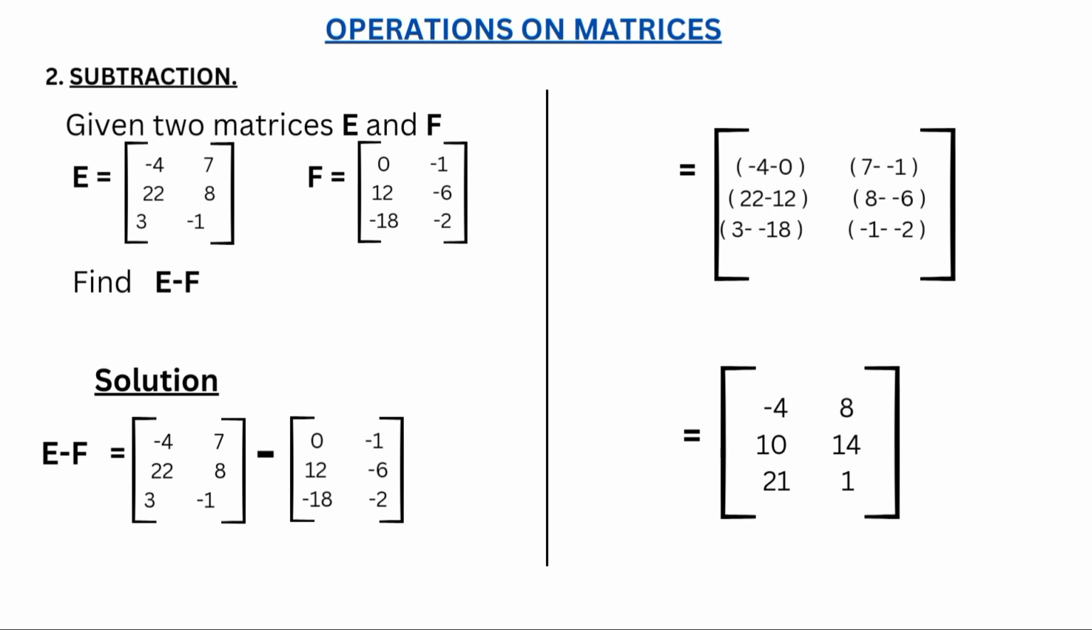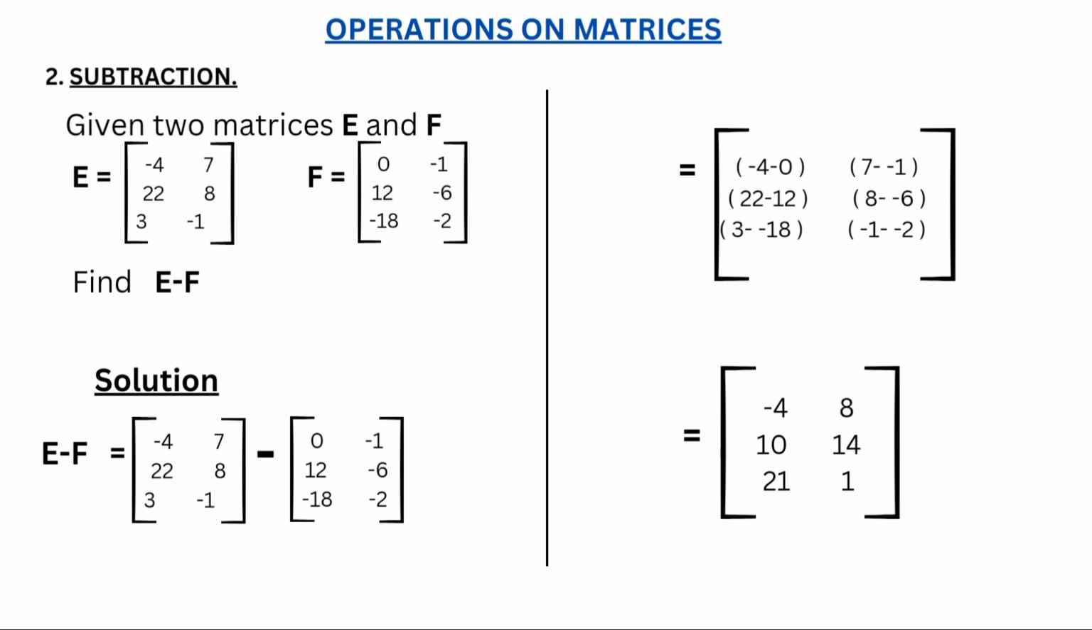So in this case, we are given matrix E and F. So this is a 3 by 2 matrix, which means it has 3 rows and 2 columns, right? Remember, order of matrix starts with rows and then we go to columns. So it's a 3 by 2 matrix. Row 1, which is -4, 7. Row 2, 22, 8. Row 3, 3, -1. Column 1 is -4, 22, 3. Column 2 is 7, 8, -1. So it's a 3 by 2 matrix.